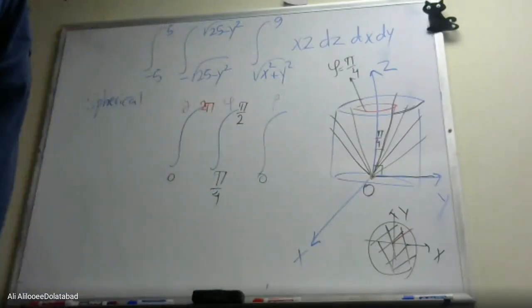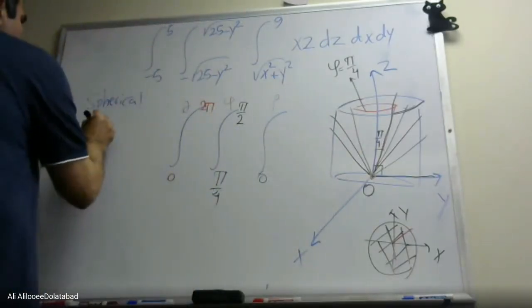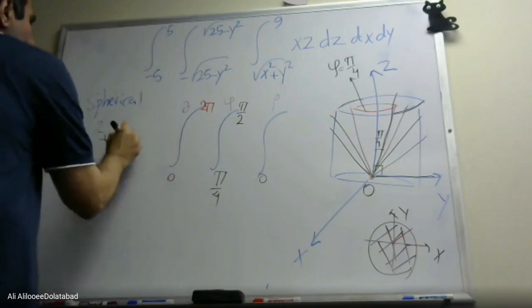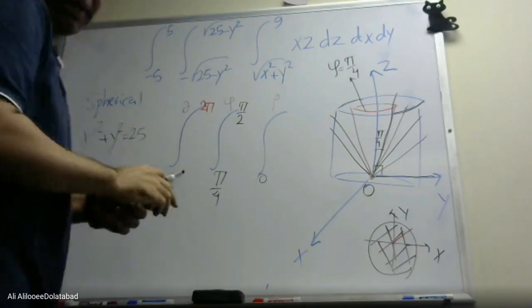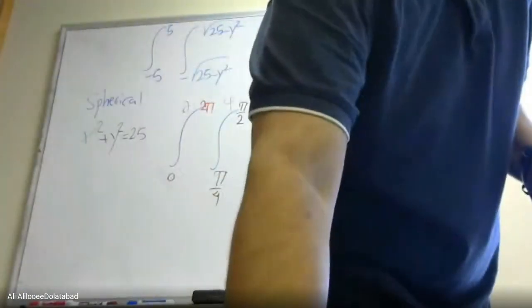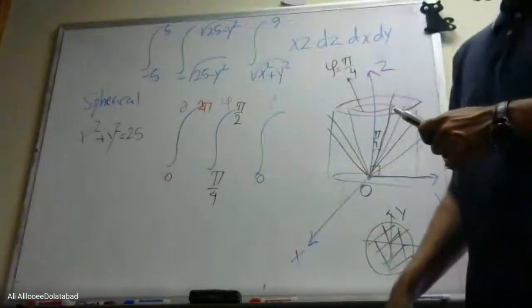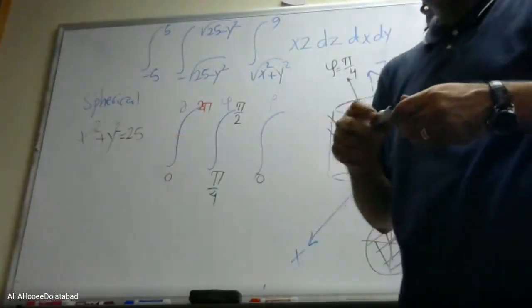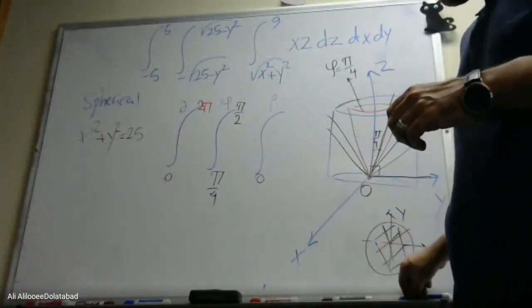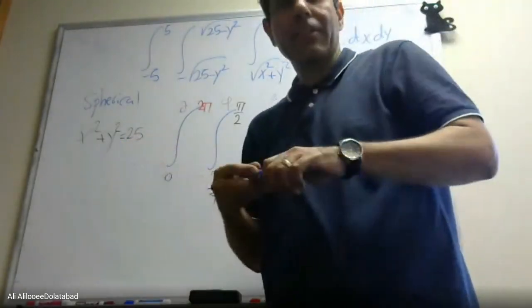Therefore, in order to find the upper bound for rho, we need to convert this cylinder into spherical coordinates. What was the equation of the cylinder? This is the equation of the cylinder: x squared plus y squared equals 25. We just need to convert this into spherical coordinates.